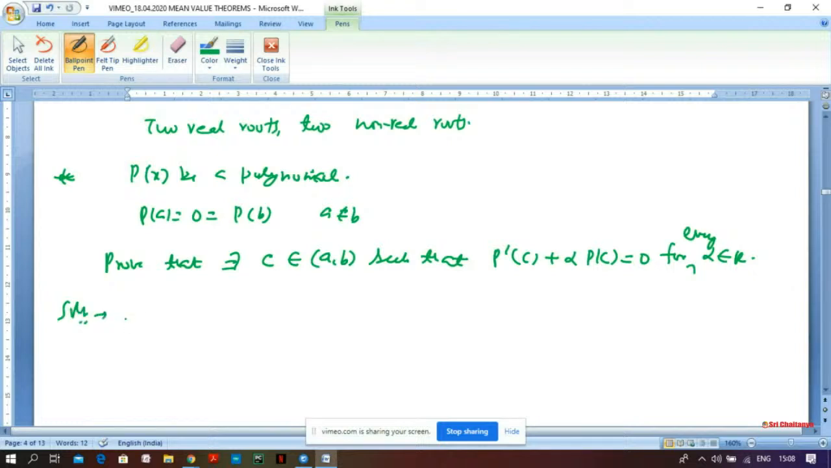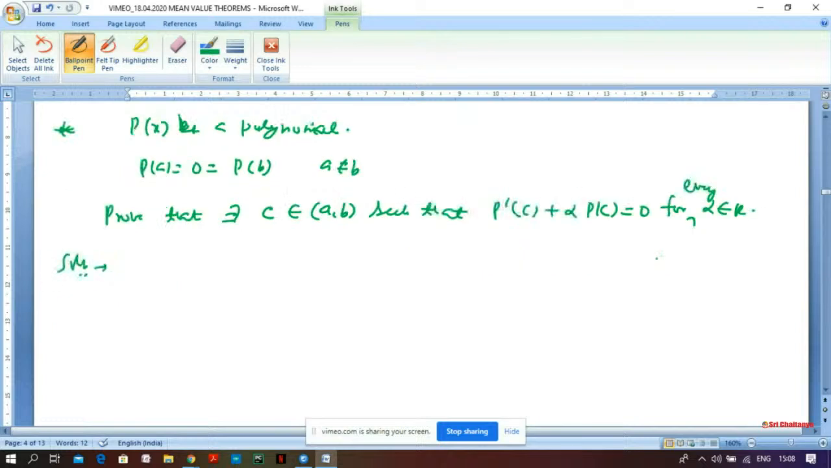Means you are saying that if p is a polynomial, I do not know what polynomial that is, it may be of any degree. In fact, the result holds for functions also, but let's do a polynomial. So p of a is 0 is p of b. So prove that there exists some c, element of the open interval (a, b), such that this equation, p prime c plus alpha p c, is 0 for every alpha belonging to R.